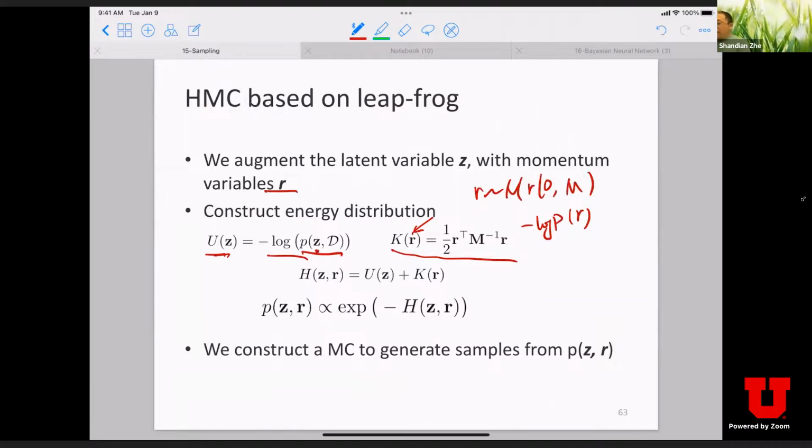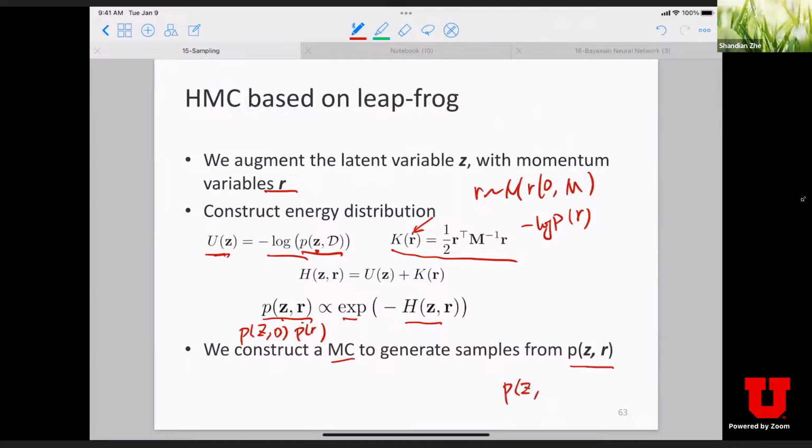And then that means our joint distribution of Z and R in this augmented system is proportional to exponential of negative total energy, right? And we know that because R is totally independent of Z, this is essentially P of Z given D times P of R, right? So it doesn't change the system at all. Why? Because when you integrate out R, you recover the original model. Okay. And then our goal is to construct a Markov chain Monte Carlo sampling algorithm to generate samples from this P of Z and R.